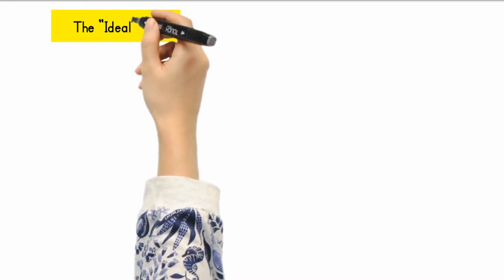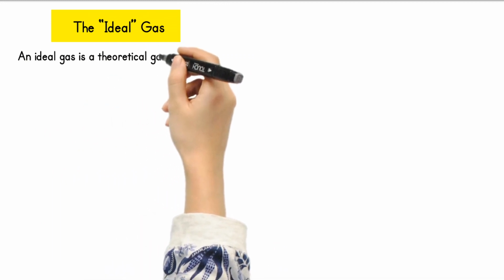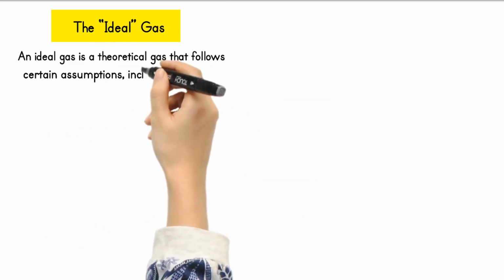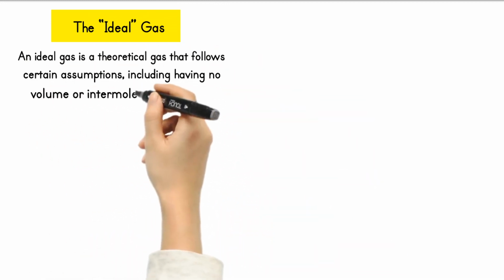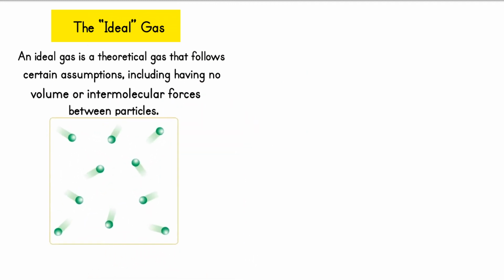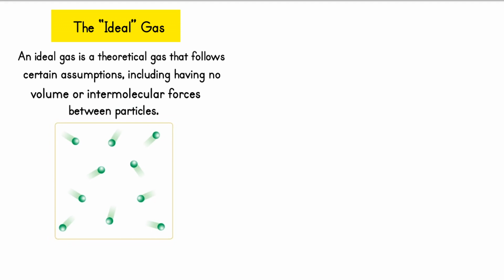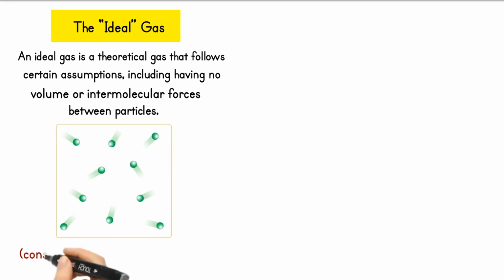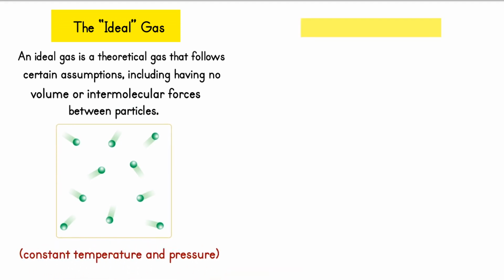The ideal gas. An ideal gas is a theoretical gas that follows certain assumptions, including having no volume or intermolecular forces between particles. In reality, no gas is truly ideal, but many gases can be treated as ideal in certain conditions. The ideal gas law is used to describe the behavior of ideal gases, and it assumes that the gas is in a constant temperature and pressure.